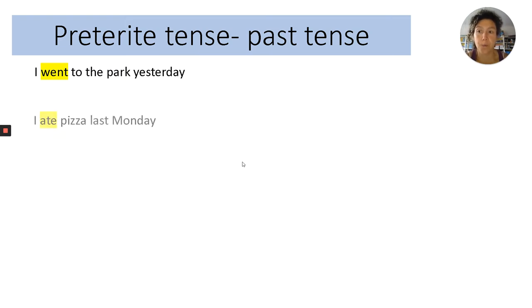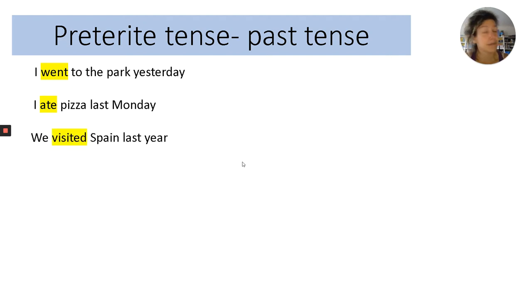time frame. The second sentence I've got, I ate pizza last night. Ate is telling me again that is the verb in the past tense. And last Monday, again, the same as yesterday, is another word that is telling me when it happened. And we visited Spain last year, so the visited is again the past tense. Okay? So as you can see, I've highlighted went, ate, and visited. All of them are in the past tense.